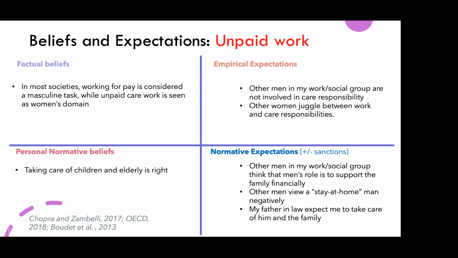Another example could be unpaid work. Factual beliefs: in most societies, working for pay is considered, will you answer this question? Is considered a masculine task, while unpaid care work is seen as women's domain. Personal normative beliefs: taking care of children and the elderly is right. Empirical expectation: other women juggle between work and care responsibilities. So I expect other people to behave in that way.